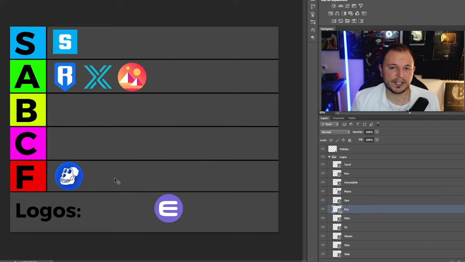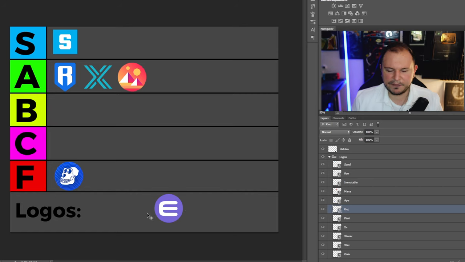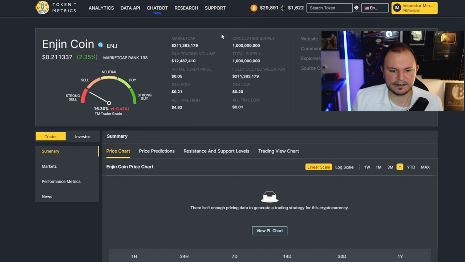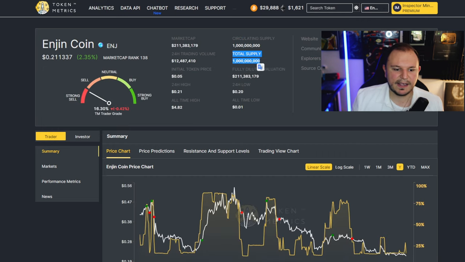Moving on, Engine. Engine is another project which allows different games to have NFTs on their game without actually even having their own blockchain. So that's what Engine allows. Engine, absolutely huge. Big fan of Engine. It's one of the first coins that I've ever seen and researched before even getting in crypto gaming in 2021. So circulating and total supply are the same. All coins have been minted and 211 million market cap.